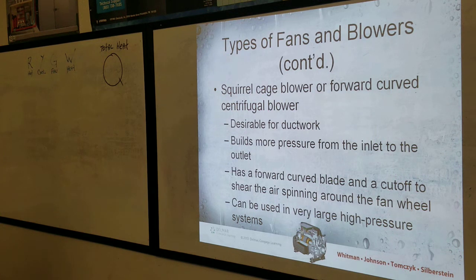Types of fans and blowers continue. Squirrel cage blowers, forward curve configuration. What's a centrifugal blower? Desirable for ductwork, builds more pressure from the inlet to the outlet. Has a forward curve blade and a cutoff to shear the air spinning around the fan wheel. Can be used in very large, high-pressure systems.